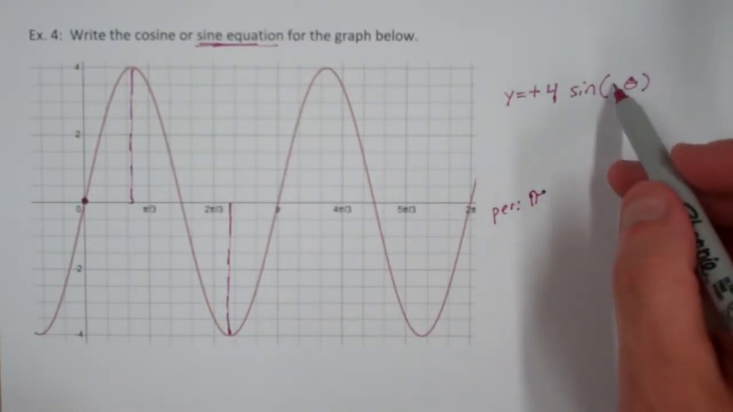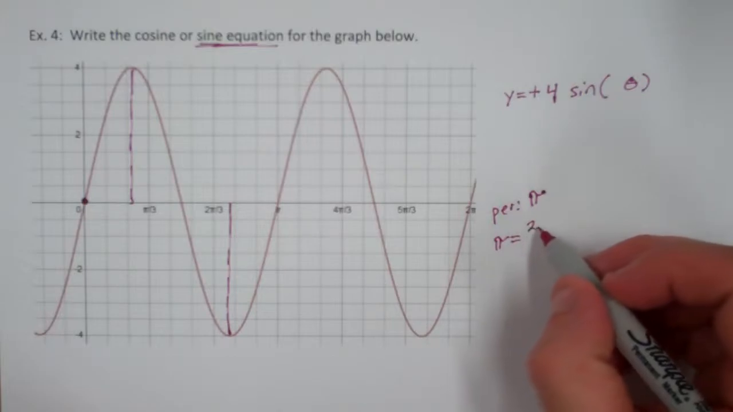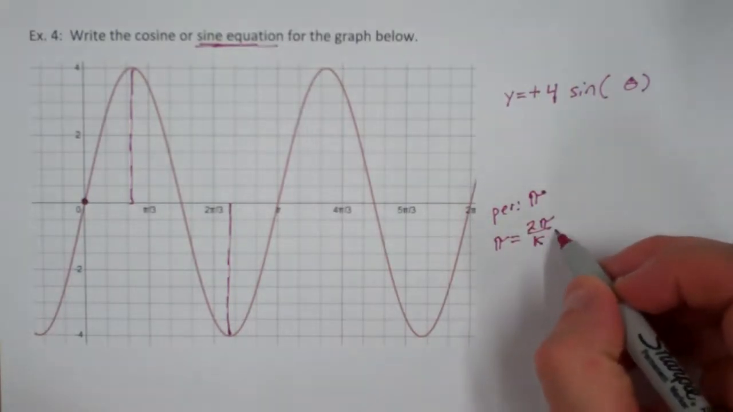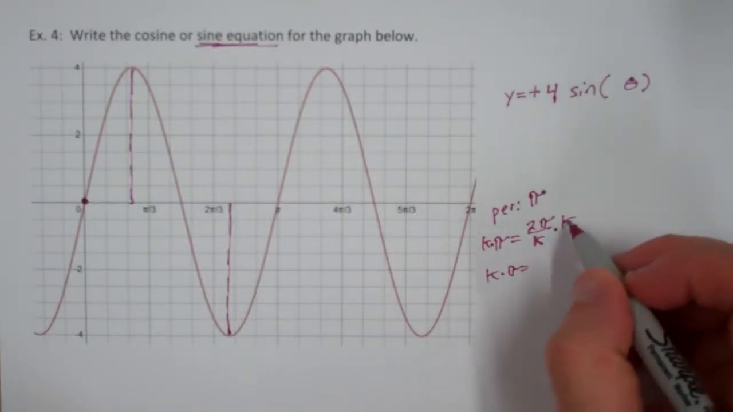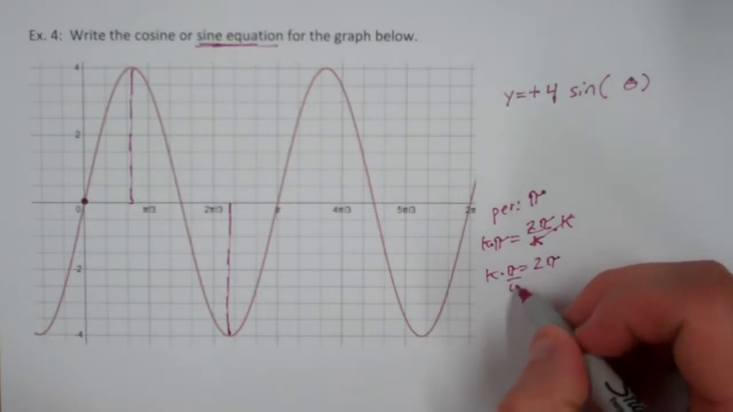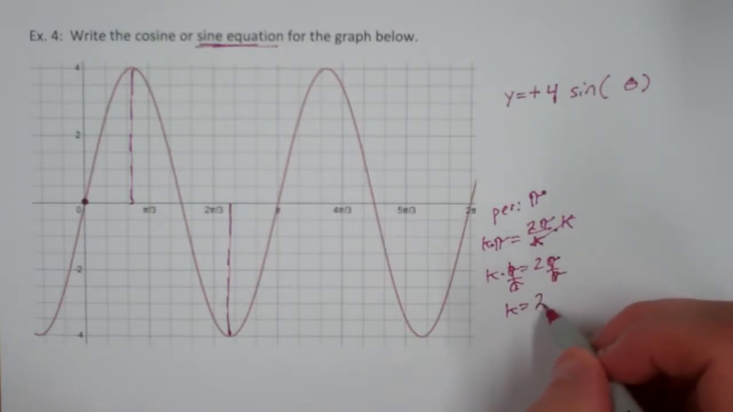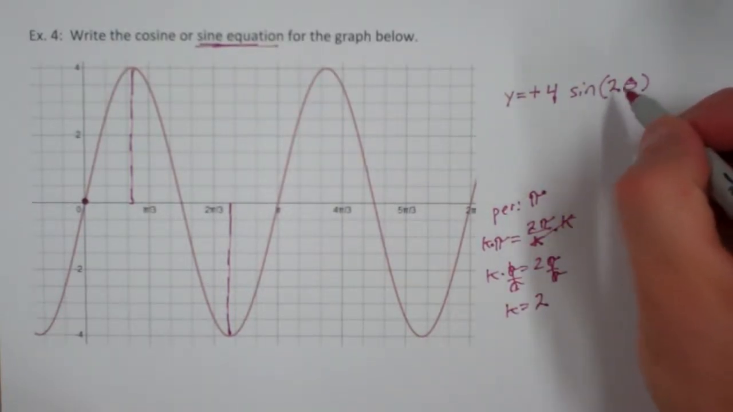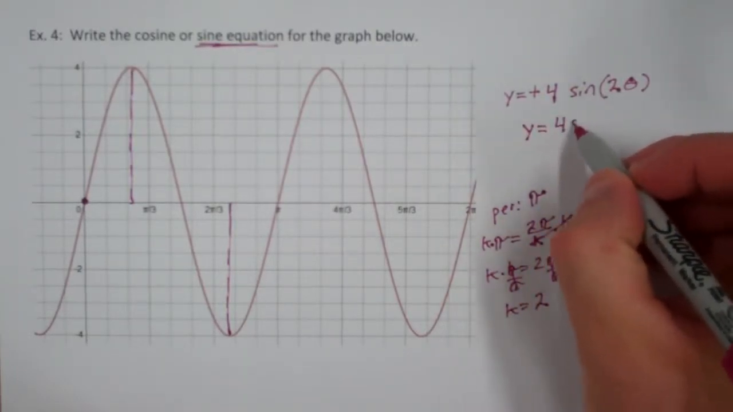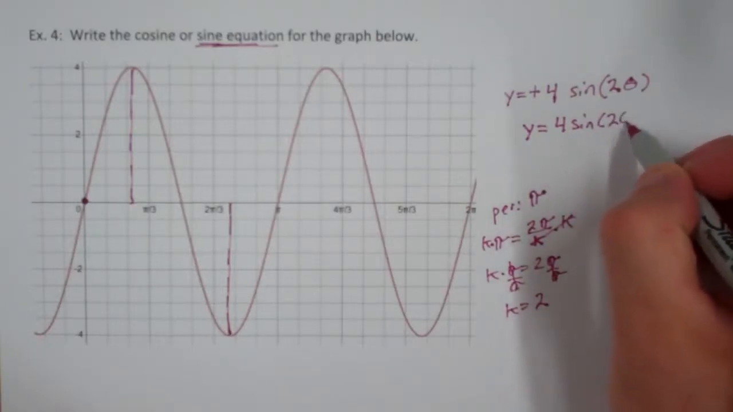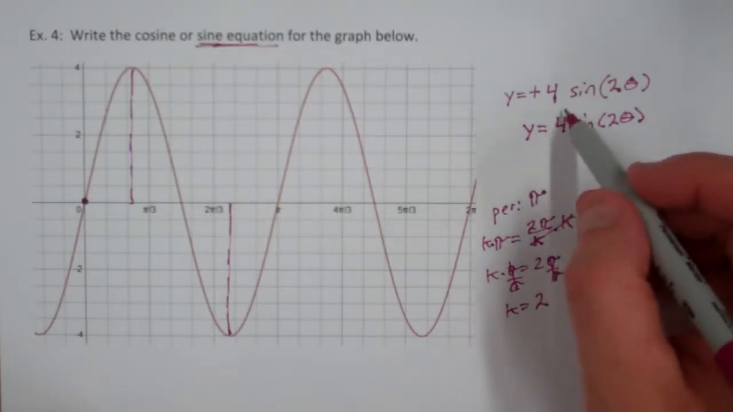To figure out this value of k here, we need to use our formula. The period is equal to 2 pi over k. So I can multiply by k on each side. I've got k times pi is equal to 2 pi, and then divide by pi. So k will be 2, and that'll go right here. We don't want to write this plus sign as our final answer, so we'll just write 4 sine of 2 theta.